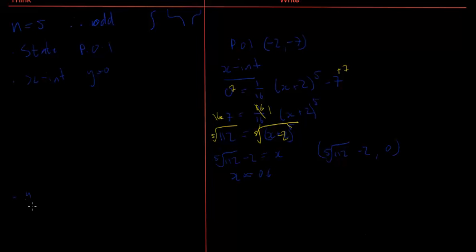Find the y-intercept. We let x equal 0, and you can do this yourself if you like. 1 over 16, 0 plus 2, all to the power of 5, minus 7. I'm just going to tell you, you can check it if you like, but y is going to be equal to negative 5. So I've got a coordinate at 0, negative 5.